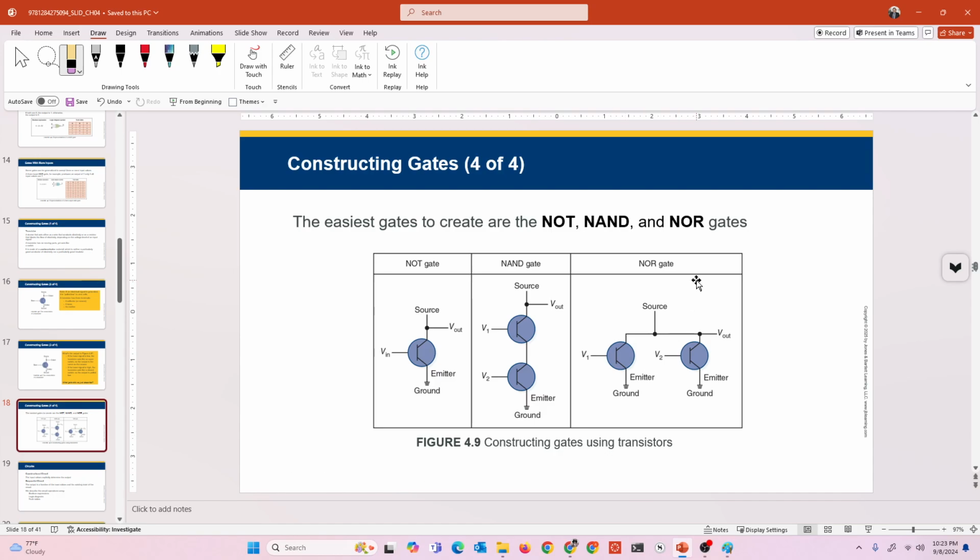Now, NOR, or that's either one. If either one of these is connected, then the whole thing is connected, right? Either one of them. It didn't have to be two. And of course, they have to be two. This one is not.